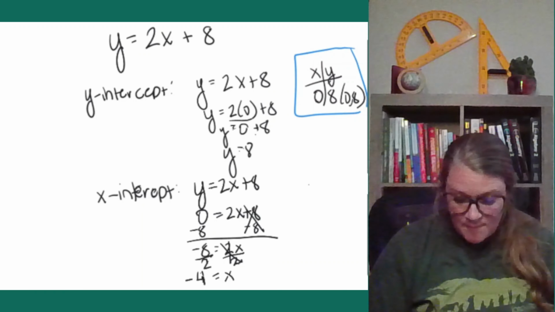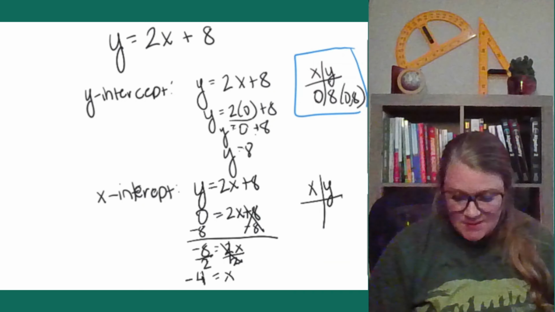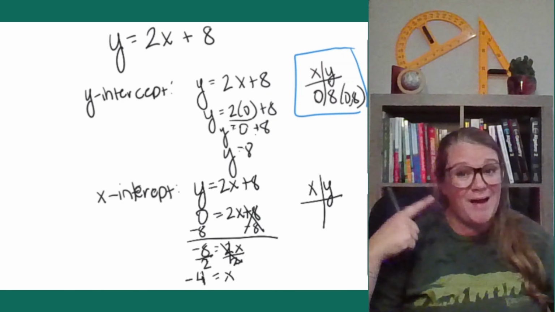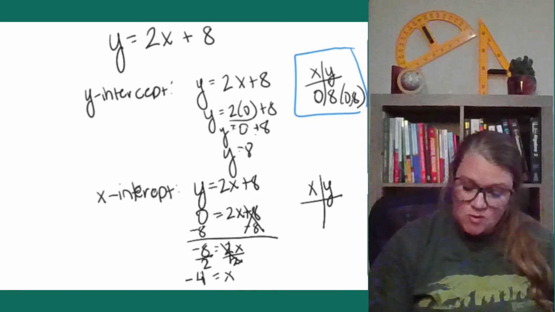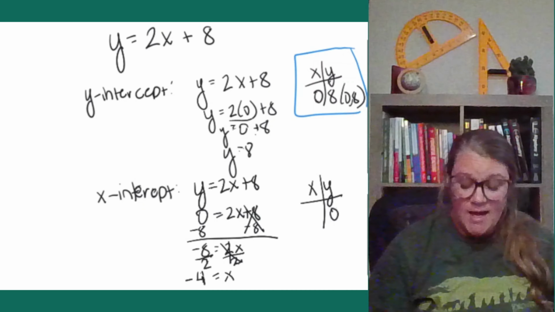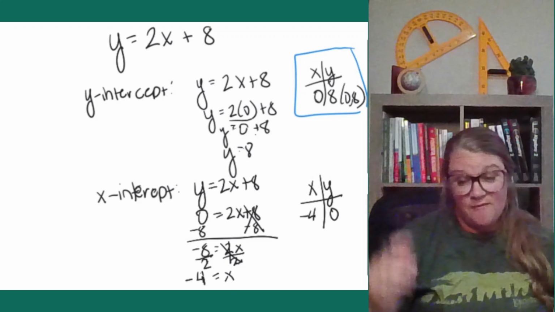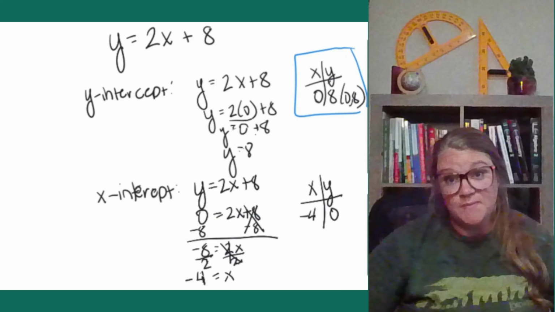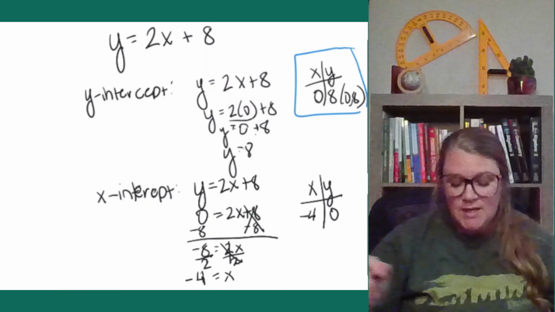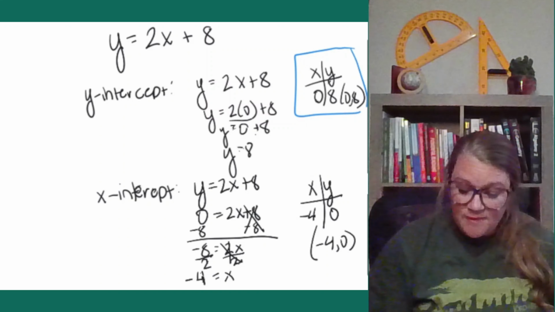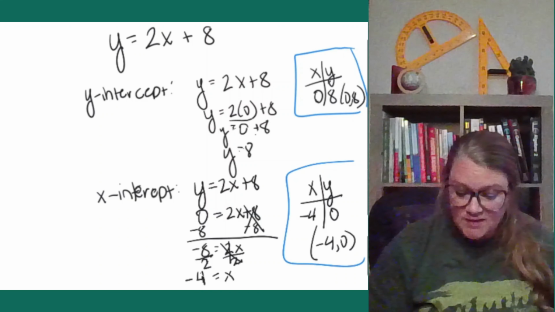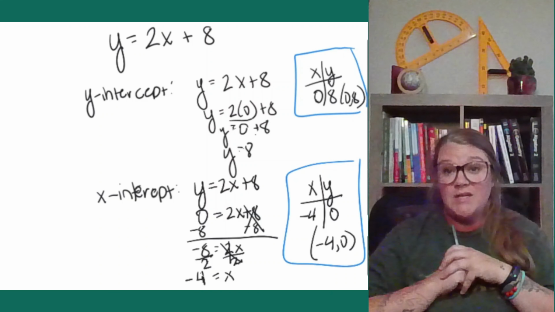So if I make my little xy table like I did last time, I'm kind of thinking about it a little bit backwards this time. When y is 0, x is negative 4. If I put a negative 4 in, I'm going to be getting a 0 out. So this is the point negative 4, 0. And this right here, we are also clicking save for later because we need that point.